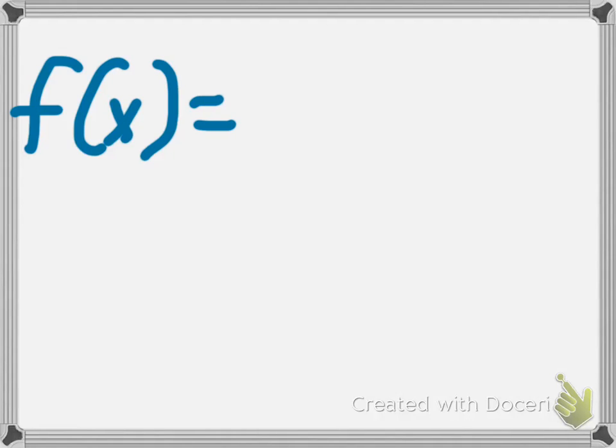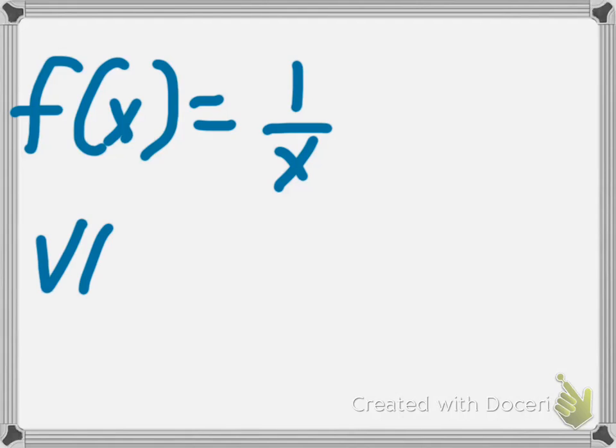Our first problem is f of x equals 1 over x. Now, to solve this problem, the first thing we need to do is find our vertical asymptote, which is the first step, VA. Based on our problem, there is no VA, so what we will write is x equals none.